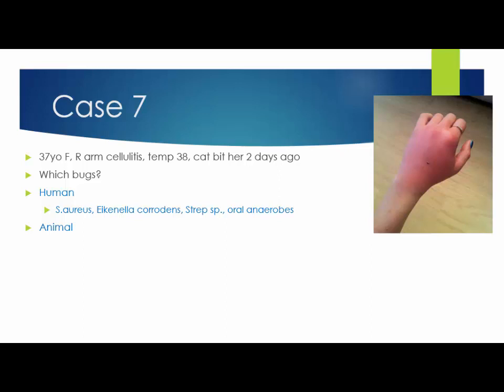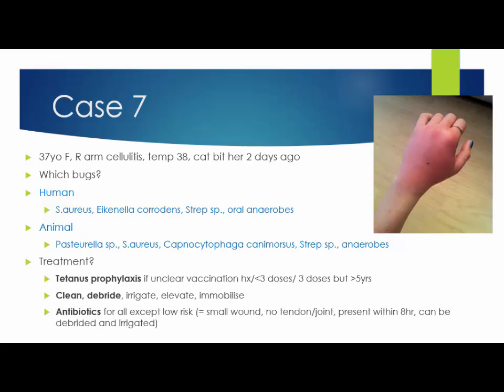So does anybody know? Bartonella is more cat scratch. Pasteurella is the big one. So Pasteurella species, but also Staph aureus. Capnocytophaga from dogs. Strep species and anaerobes. So I don't expect you to remember this. Just remember that there can be weird bugs. So not just your usuals.